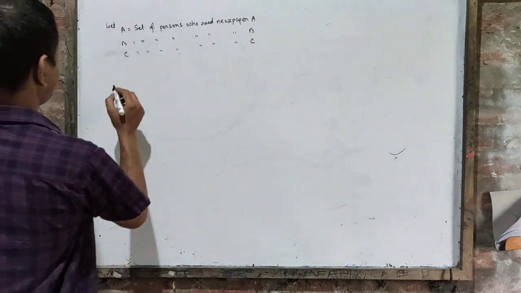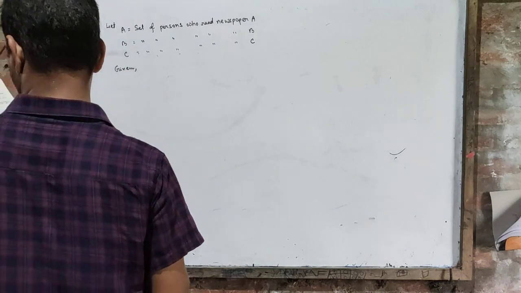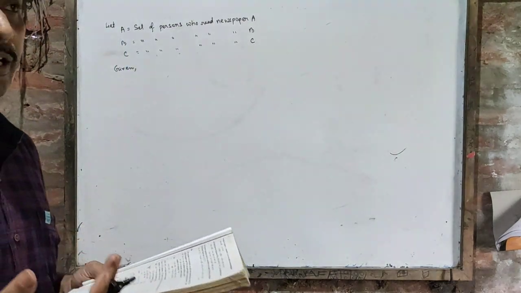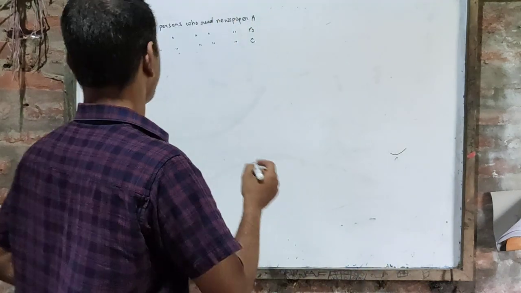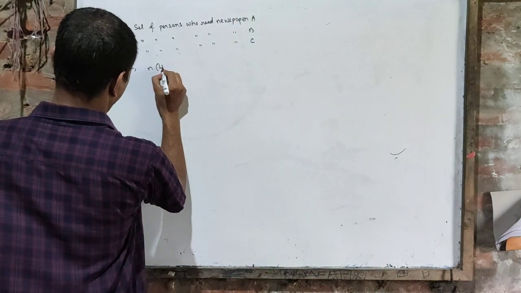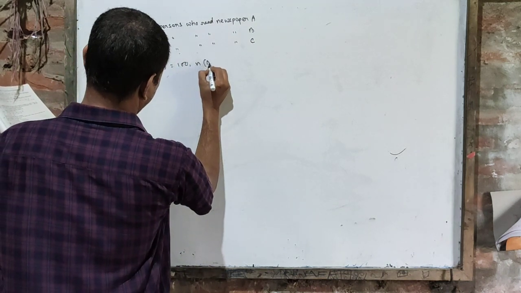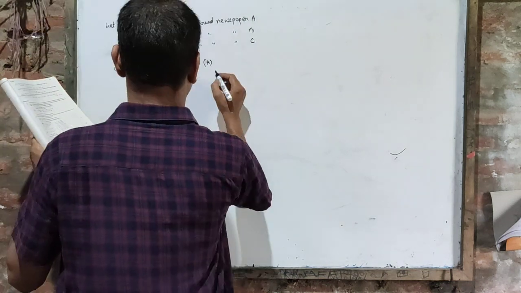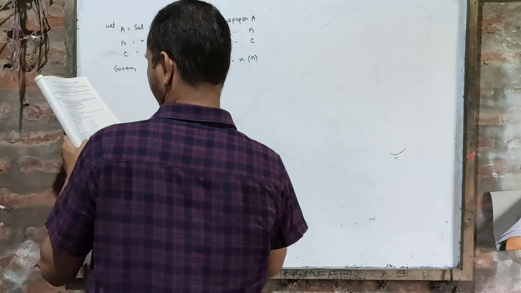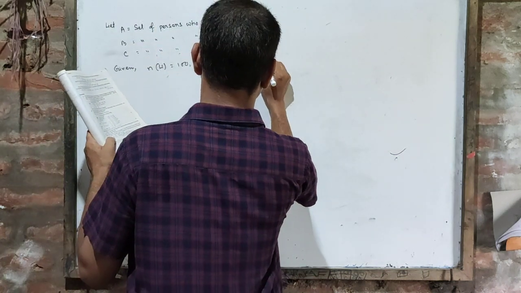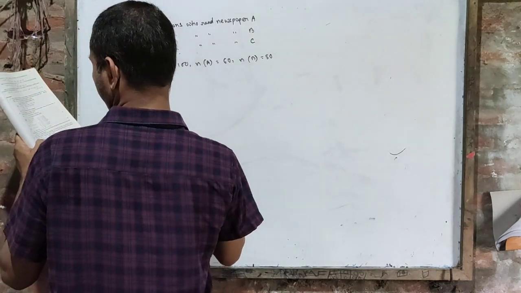What is given in the question? 100 persons. So how many persons are there in total? There are 100 persons. This is the number of persons in the universal set, so N of U is 100. Then N of A: how many persons read newspaper A? 60. Then N of B: how many read B? 50.